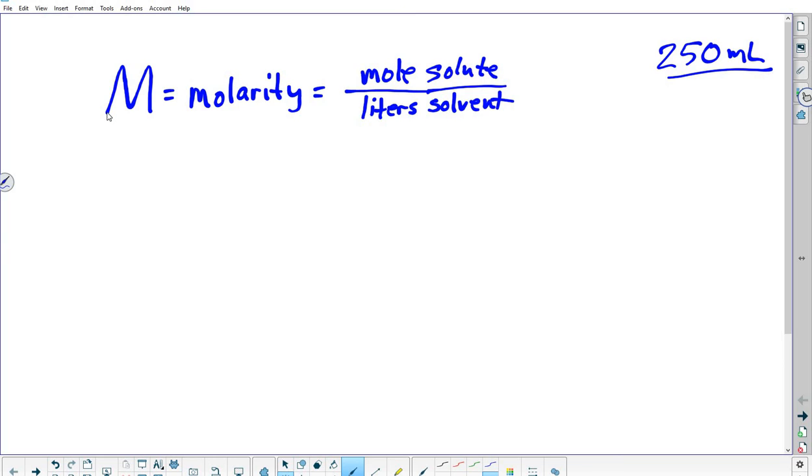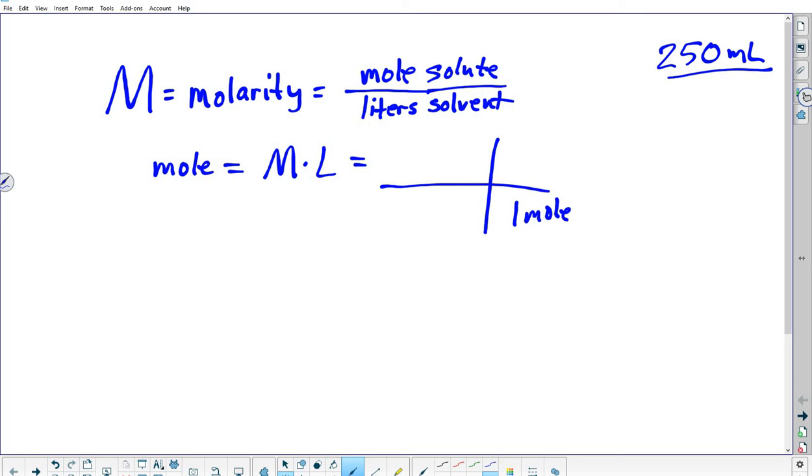Okay? So we're going to rearrange this equation, and you're actually going to be going moles are equal to molarity times liters. That will give you moles. Once you've got moles, you're going to do this. Remember this? 1 mole of whatever you got, how many grams, and you're going to end up with grams. So you'll be able to weigh it out.